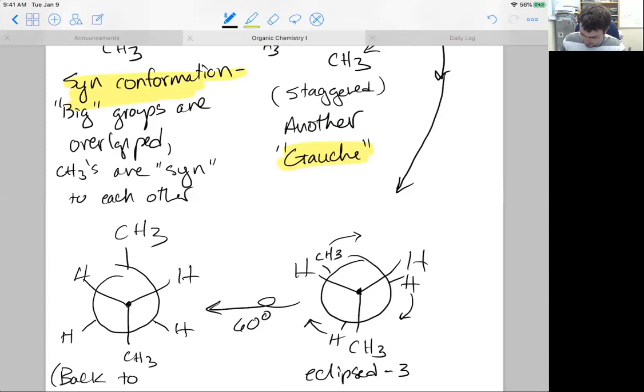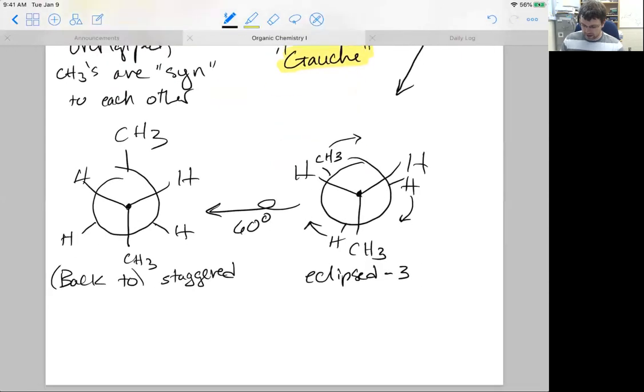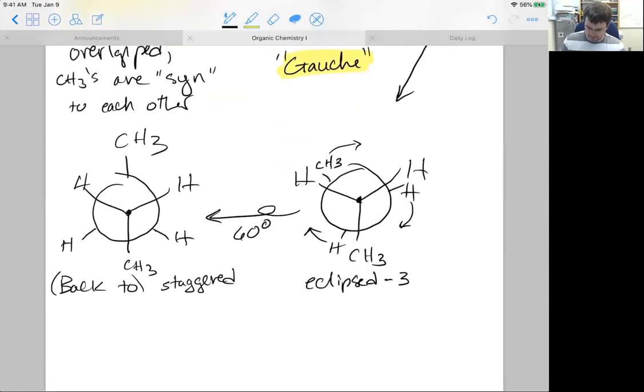And we're back to, put that in parentheses, because this isn't a new conformation. We've seen this one before. It's the one that we started with, back to staggered. And in particular, I should clarify, we're back to anti. The parentheses should go around here. I'm wordsmithing my lecture notes in the midst of a lecture. Okay, we're back to anti again.